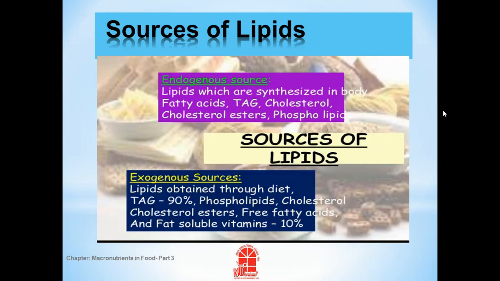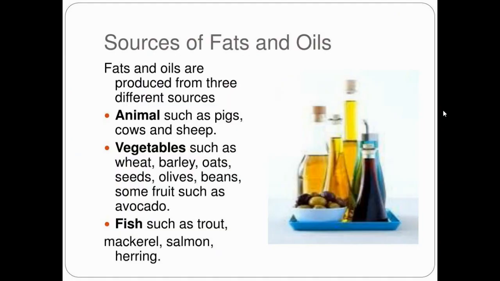A great exogenous source, which is externally, needs to be supplied by the food. Animal sources like milk, butter, ghee, meat, egg yolk, pork, and vegetable sources are oils from various oil seeds like groundnut, sunflower, coconut, mustard seed, cotton seed, etc. So these are the sources of fats and oils, which are produced from three different sources: animals, vegetable, which also includes fruit like avocado, and fish.